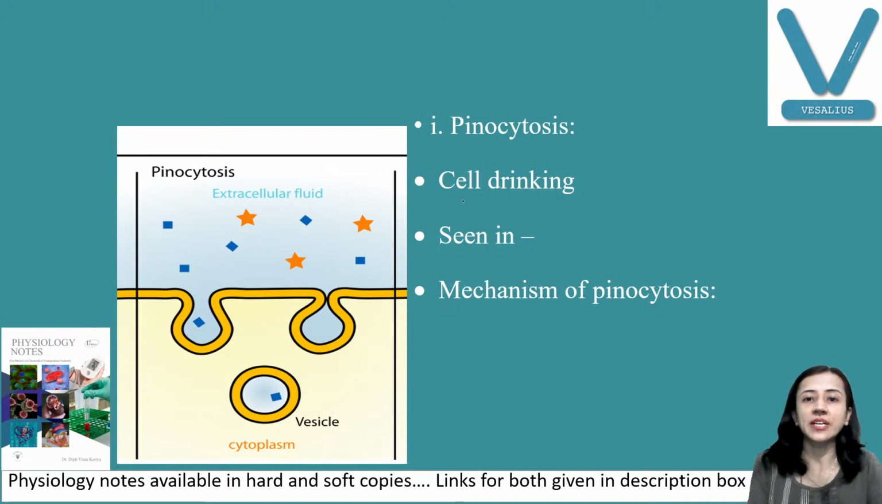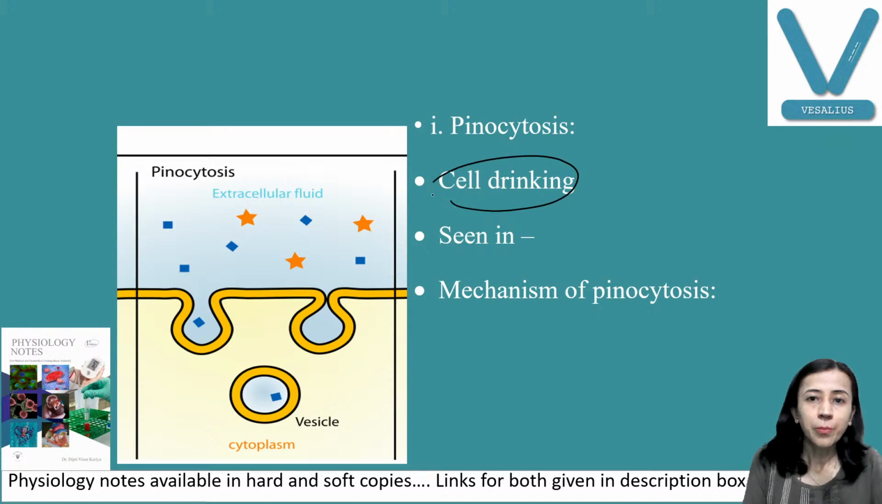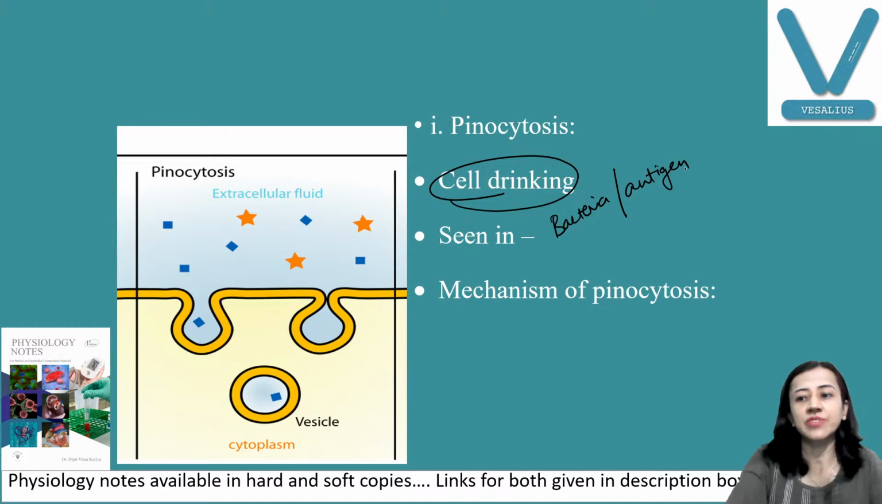What is pinocytosis? Pinocytosis is known as cell drinking, while eating is phagocytosis. Pinocytosis is for bacteria or other antigens. The bacteria or antigen is large enough that it cannot pass through any transport, active or passive. Another important thing is that some substances also pass through the digestive tract and kidney through pinocytosis. Now, what is the mechanism?